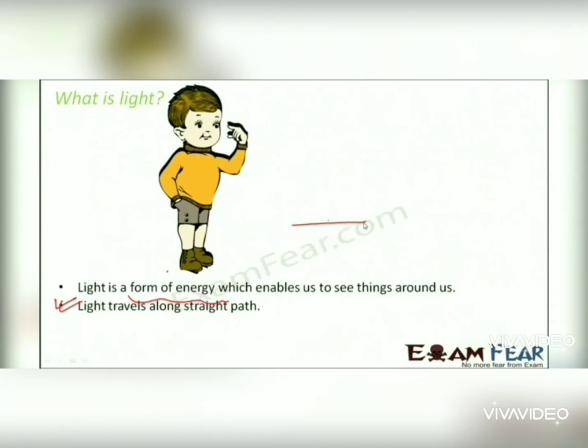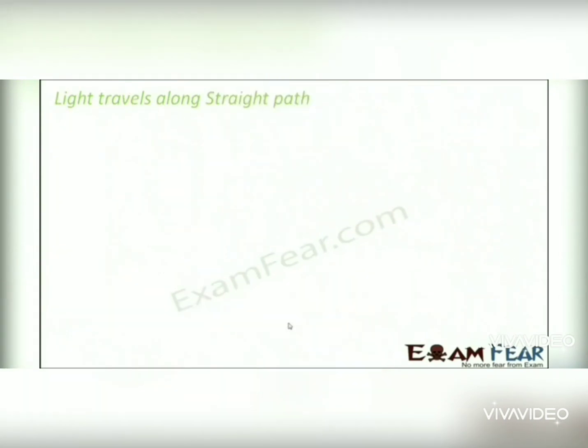So we can generally see it in a dark room through a small hole through which the light is entering the room, and over there you can see that the light is actually traveling along a straight path. The speed of light is measurable, and the speed of light is 3 into 10 to the power 8 meters per second. Light travels along a straight path.